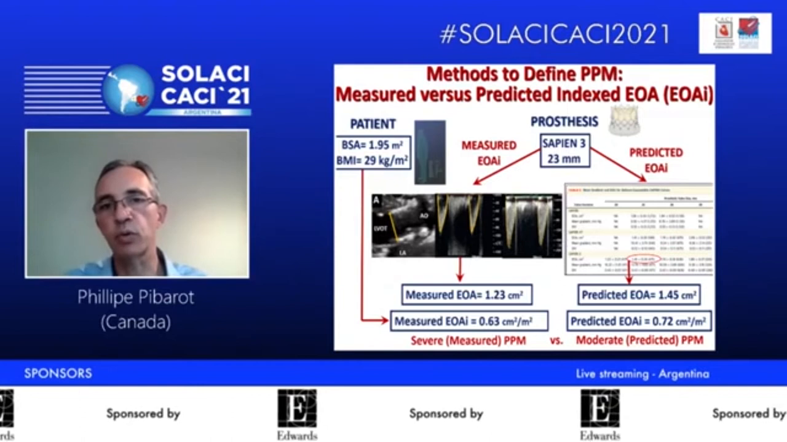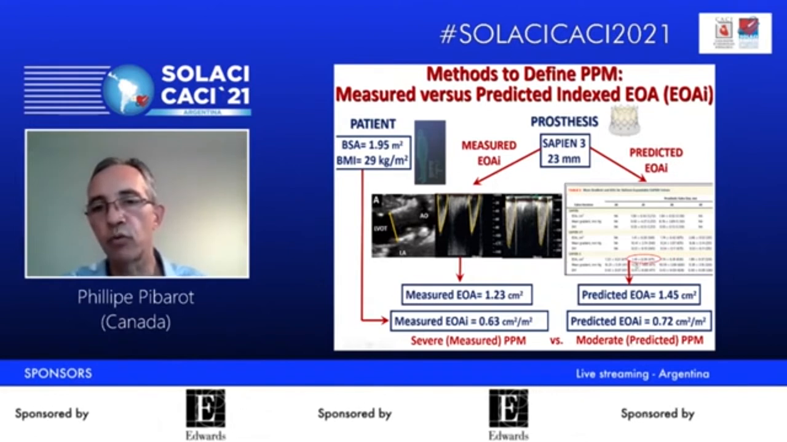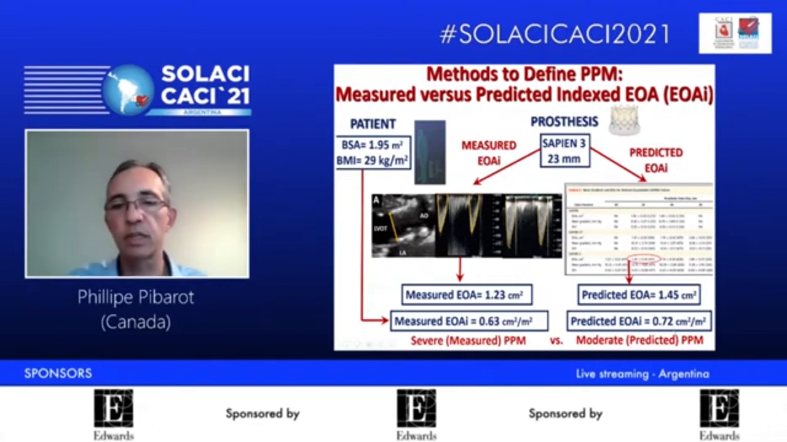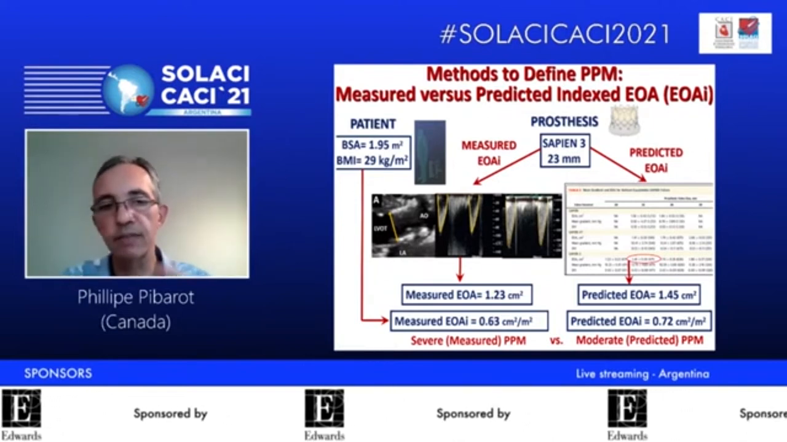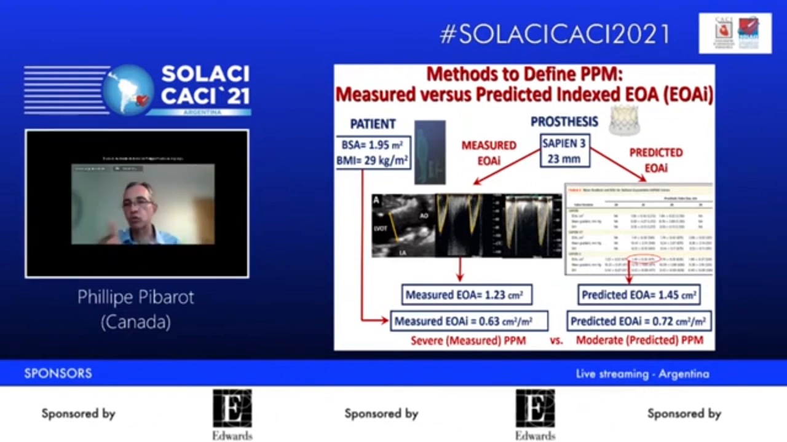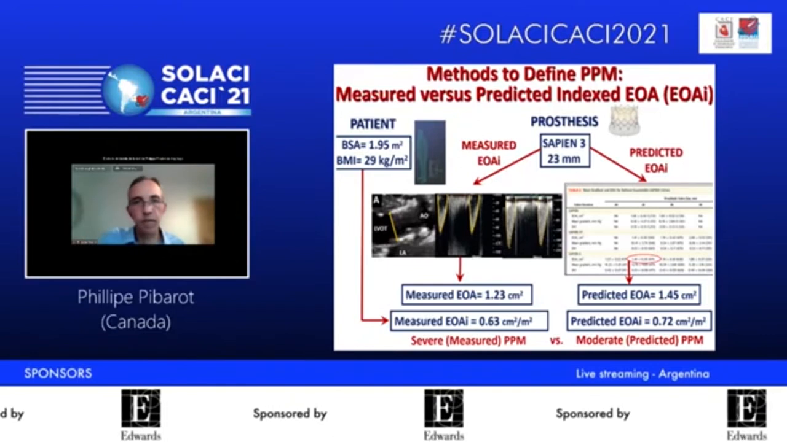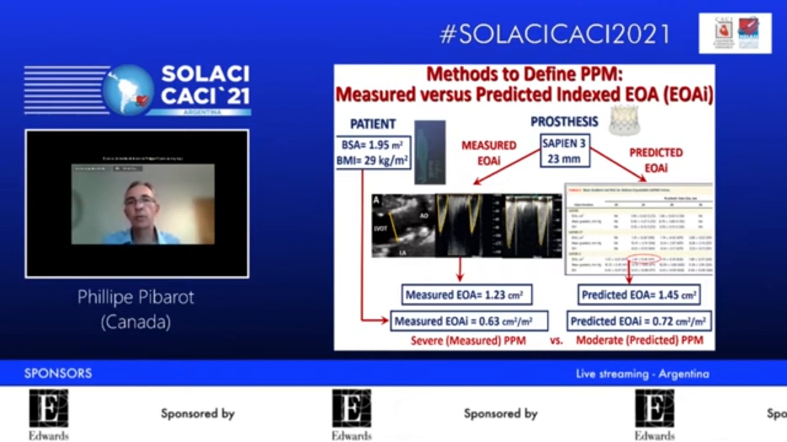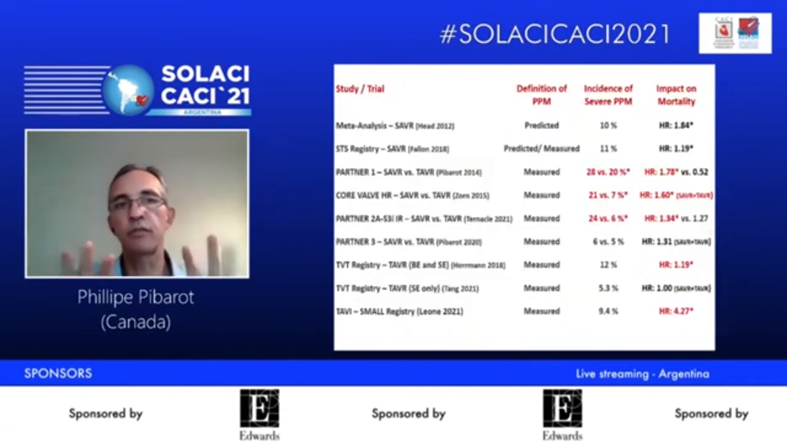So for example, in this case, we have a Sapien 3 size 23. The normal reference value according to the core labs is 1.45. So we divide by the BSA and we get a predicted indexed AOA that is 0.72. And you see that in this patient, the use of the predicted indexed AOA would reclassify the patient from severe to moderate mismatch. And the predicted indexed AOA, I think one of the advantages is that it is less prone to overestimate the mismatch because of pressure recovery, because of measurement errors, because of hemodynamics, because it is independent of all this.